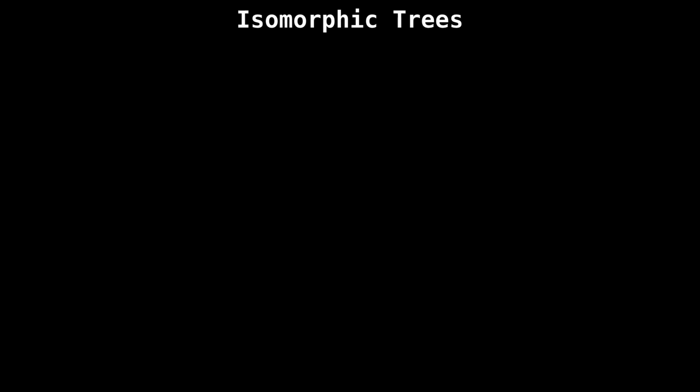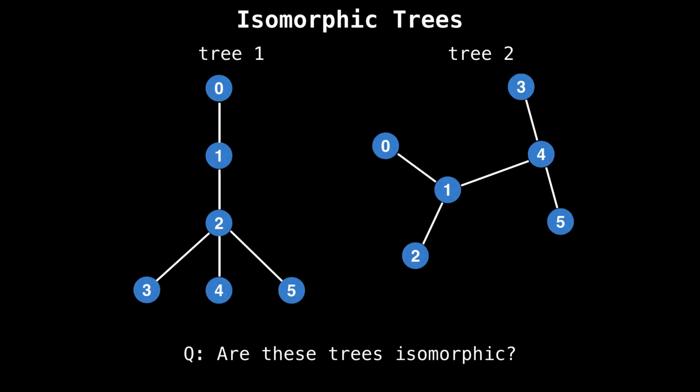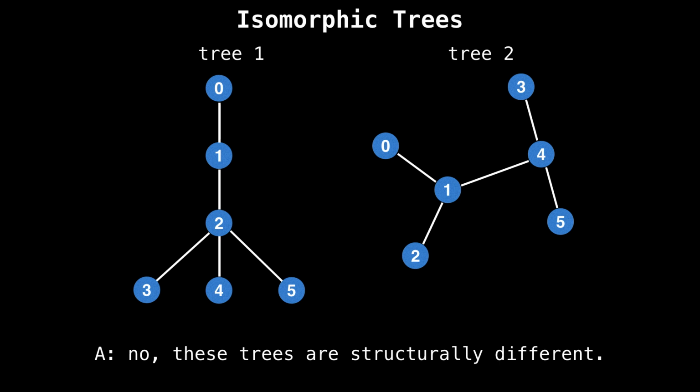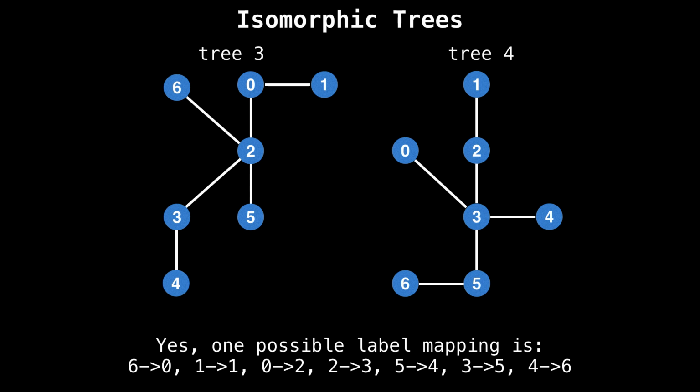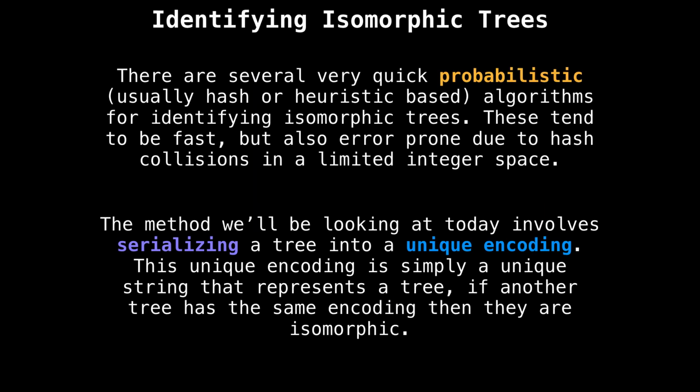I'm going to show you two trees, and you have to tell me whether they're isomorphic or not. So are tree 1 and tree 2 isomorphic? No, they're not, because they're structurally different. What about tree 3 and tree 4? Yes, they're isomorphic.